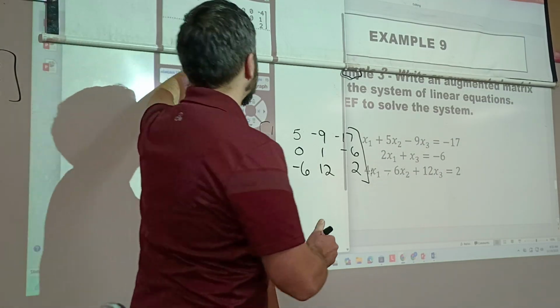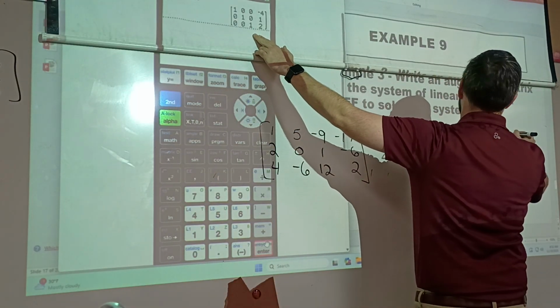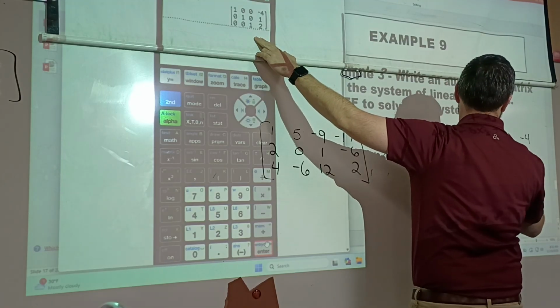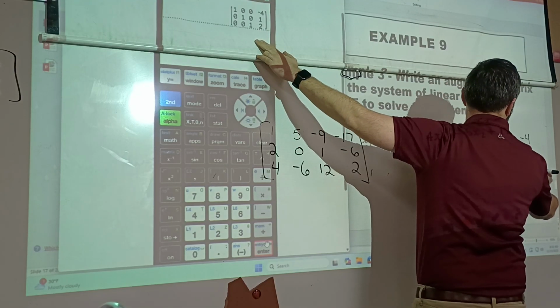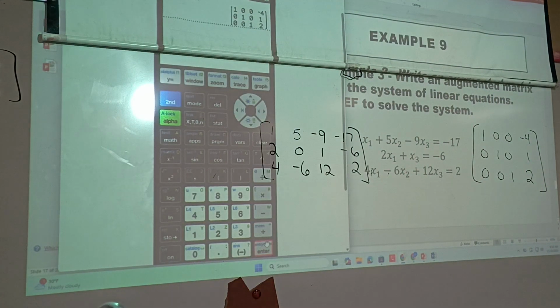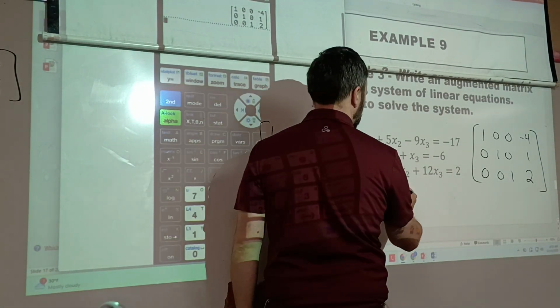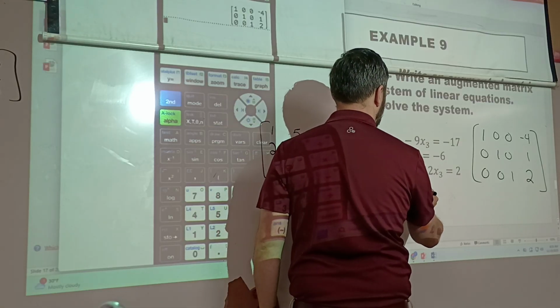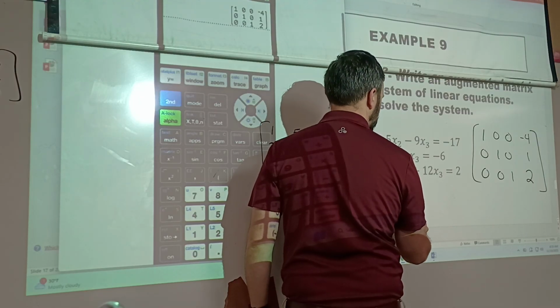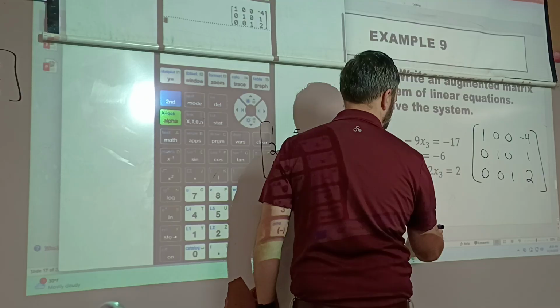What do you guys get for your matrix? I got 1, 0, 0, negative 4, 0, 1, 0, 1, 0, 0, 1, 2. I'm going to pause for a second. Did we just solve a system of 3 variables? Yeah. What's x1 equal to? Negative 4. What's x2 equal to? 1. And what's x3 equal to? 2.